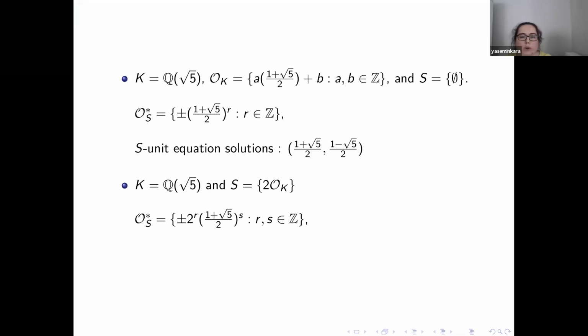And we can give more examples. So here we have a quadratic real field. In this case, if you take S the empty set, then the S-units are of the form plus or minus ((1 plus square root of 5) over 2) to the r. And you have just one S-unit solution. By the way, there is an algorithm which gives you the S-units. So if you have an S-unit equation, you can compute the S-units, and there are only finitely many of them. Okay, so this was a remark.